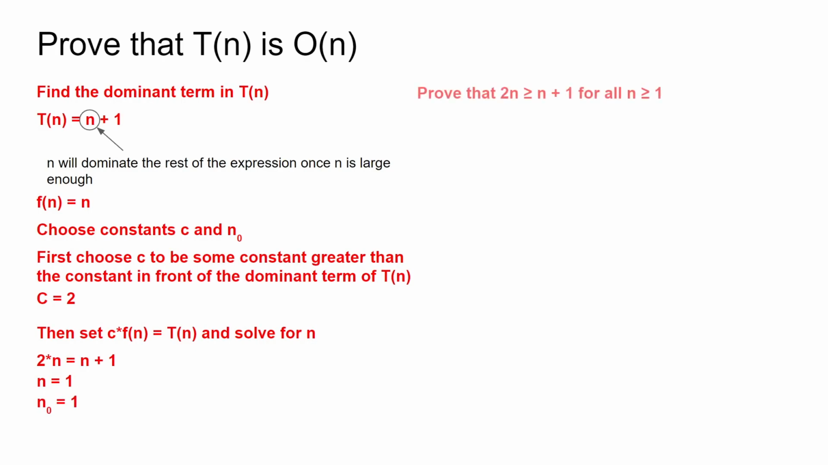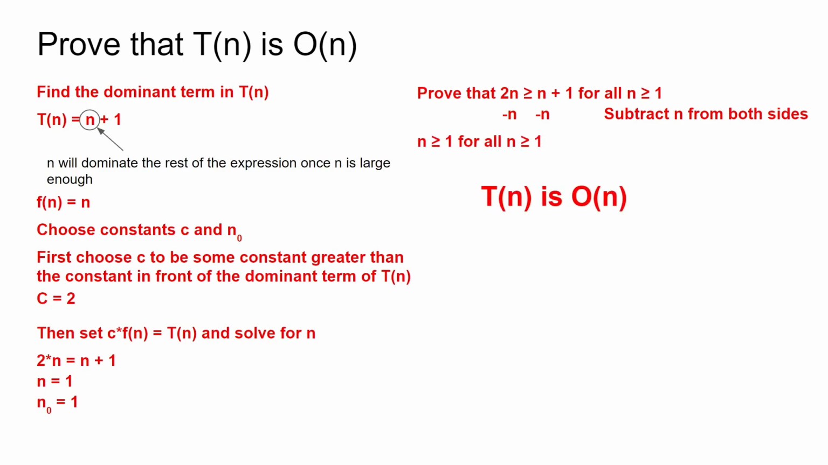Finally, let's prove that this is indeed true. We have 2n is greater than or equal to n plus 1 for all n greater than or equal to 1. Subtracting n from both sides, we have n is greater than or equal to 1 for all n greater than or equal to 1, which is a true statement. Therefore, t of n is O of n and has linear runtime complexity.